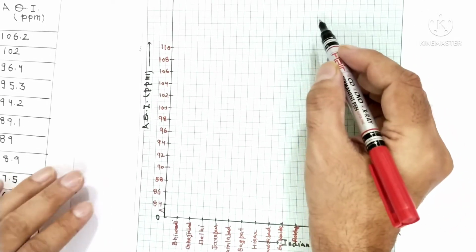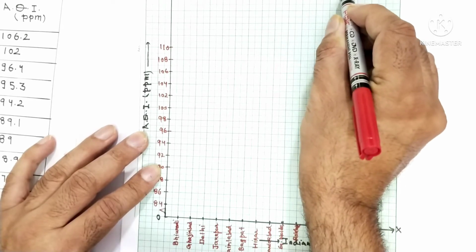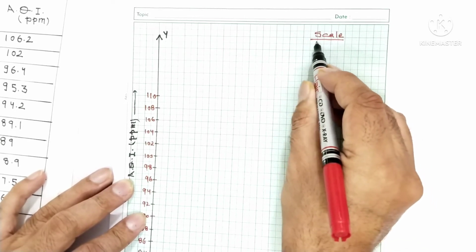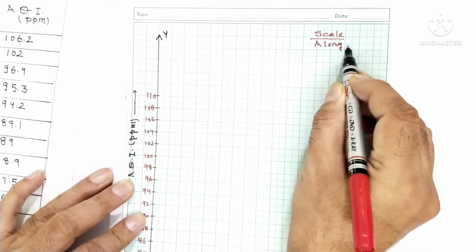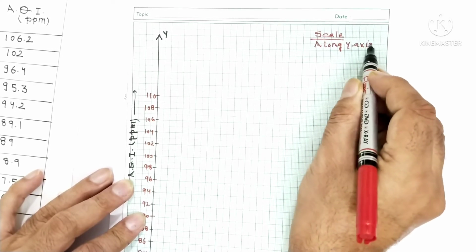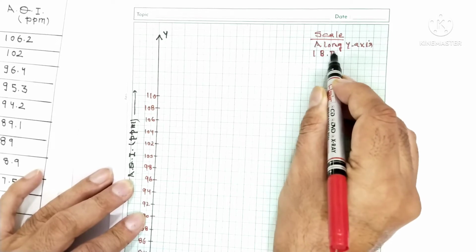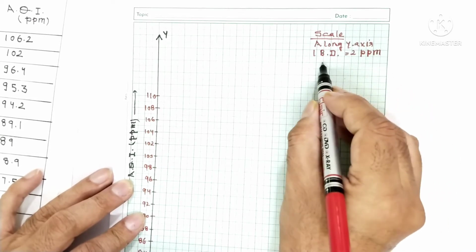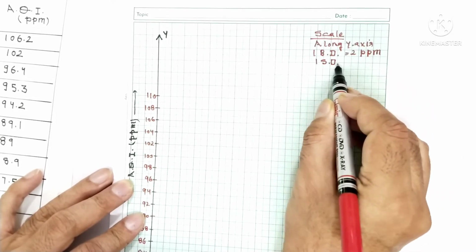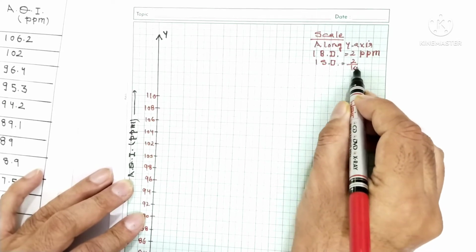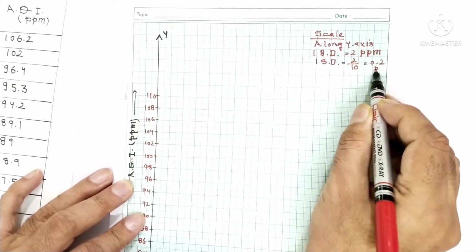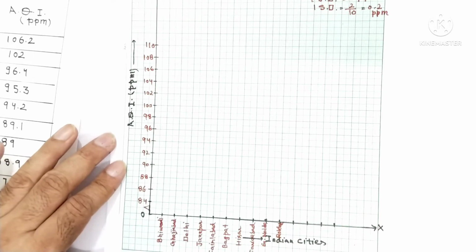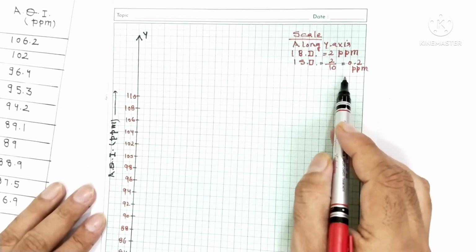Now your first work is to write the scale. So scale, how are you taking it? Along the x-axis we are taking cities, so we need not mention it. Along the y-axis, one big division we are taking a gap of 2, so it is 2 ppm, 2 parts per million, and one small division will be equal to 2 upon 10, that is 0.2 ppm. तो एक स्मॉल डिवीजन जो है वो 0.2 के बराबर मानी जाएगी, राइट? सो दिस इज द स्केल दैट यू आर टू राइट.